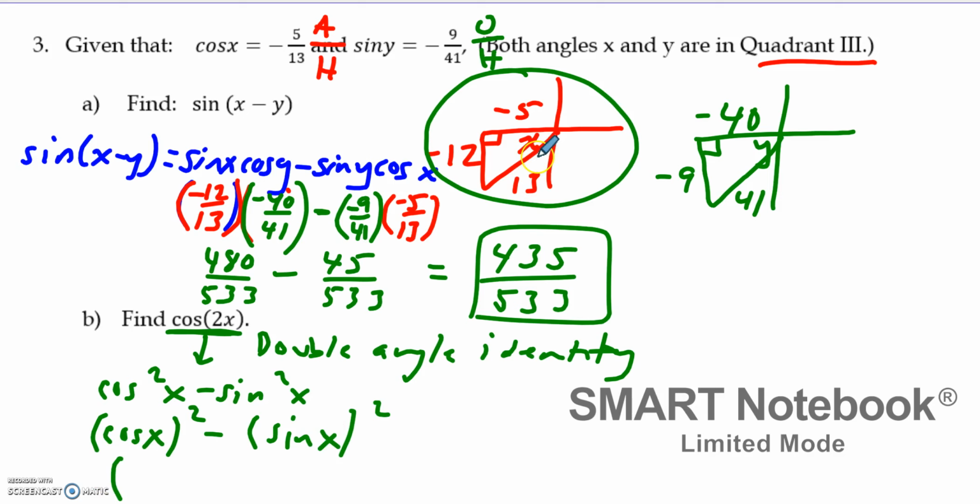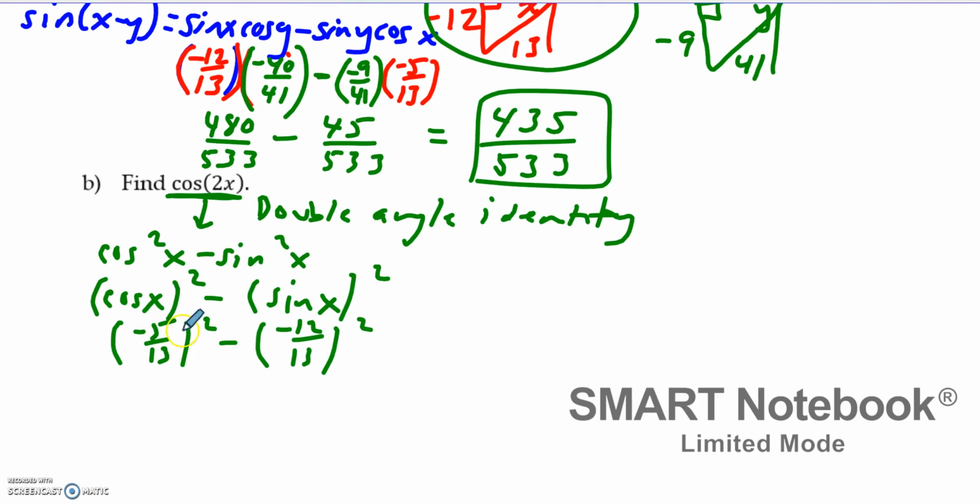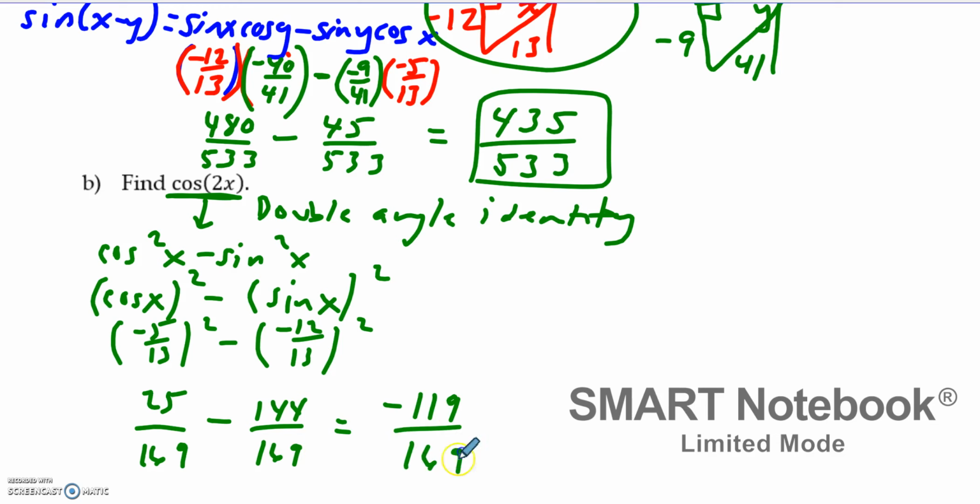The cosine value is negative 5 over 13 squared. The sine value is negative 12 over 13 squared. If I square a negative, it always becomes positive, and you square both top and bottom. So it would be 25 over 169 minus, negative times negative is still a positive. This negative, if it's squared, becomes a positive, but this one stays. So that's 144 over 169. If I subtract from left to right, that would be negative 119 over the common denominator of 169. And just like the last example, there is no GCF I can take out of both numbers.